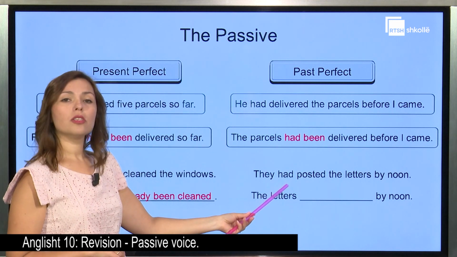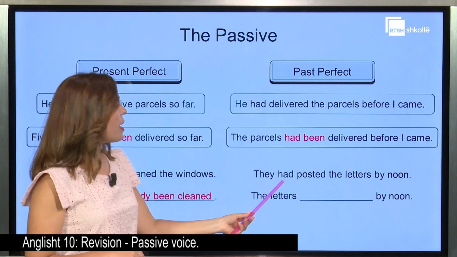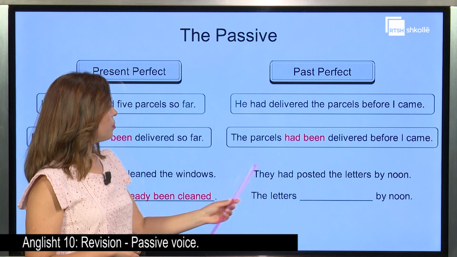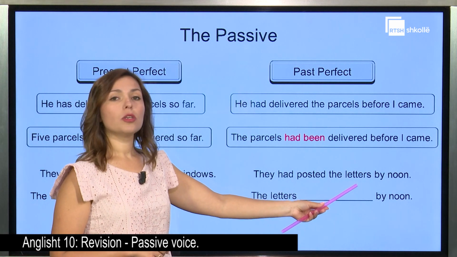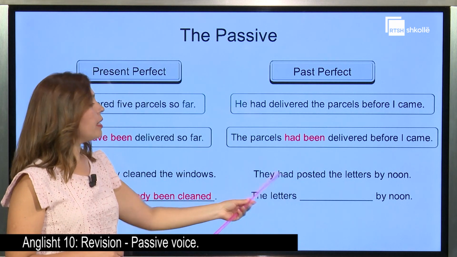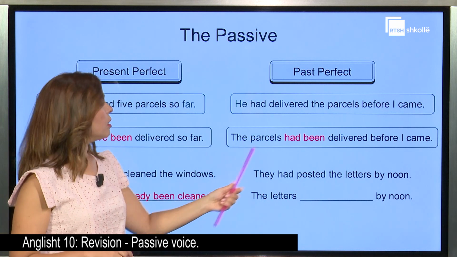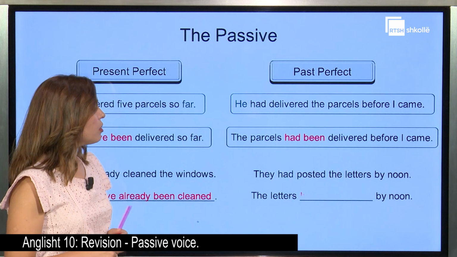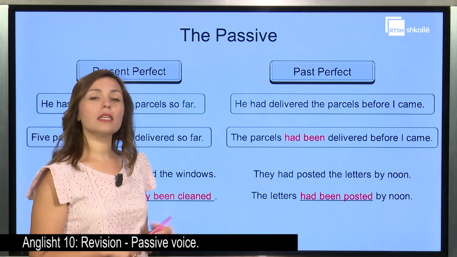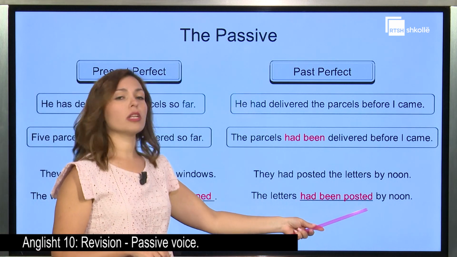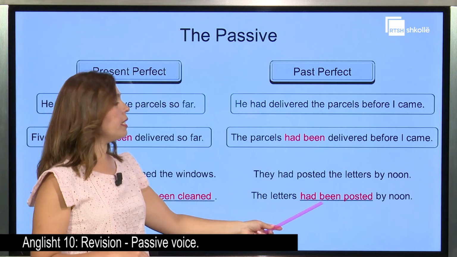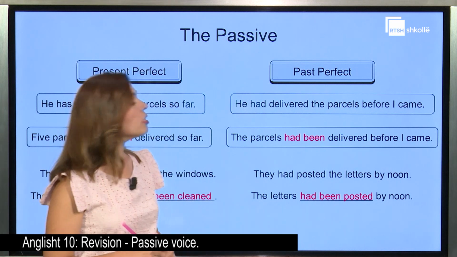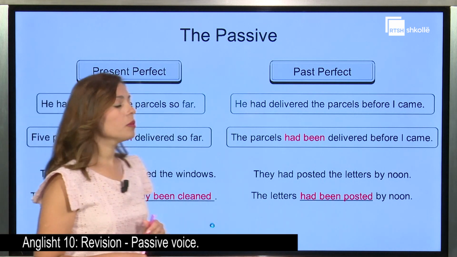Please check this out. They had posted the letters by noon. So the letters, put the verb to be in the past perfect like this. It's the same in the past perfect. So the letters had been, and of course posted. Had been, the verb to be in the past perfect, and posted, the past participle.